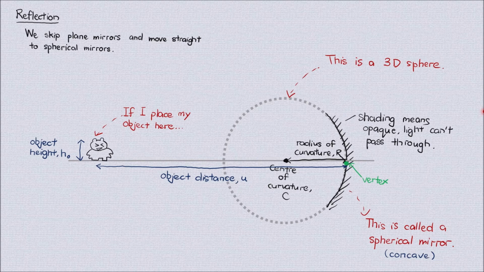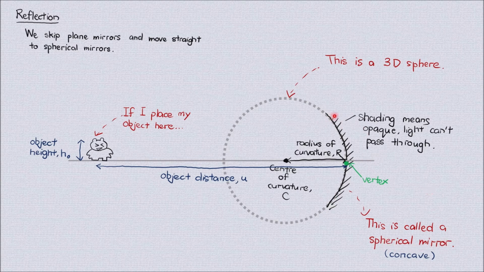In our case here, we'll be studying a kind of curved mirror, which we call a spherical mirror. So what is a spherical mirror? You can think of it like this. Let's say you have a 3D sphere. You can think of it as a ball. Now if you cut out a portion of the surface of that sphere, that curved surface will be called the spherical mirror.